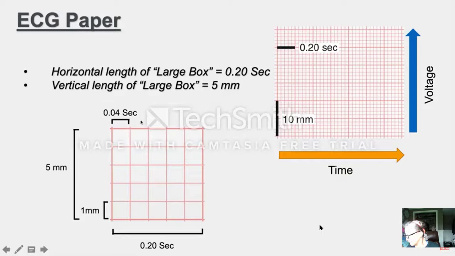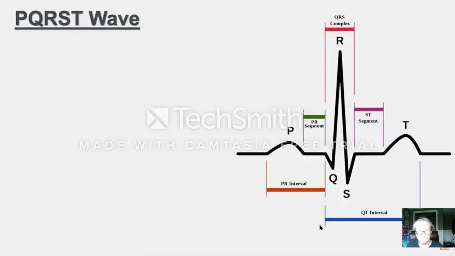But it's also important to recognize that the horizontal axis denotes time and that each of these boxes represents 0.04 seconds of time, because we're going to use this a lot as well to calculate and make sure that, say, the PR interval is not prolonged, those types of things. So it's important to use when we're looking at intervals. We're going to talk a bit more about that later. We're next going to move on to the PQRST wave. So if you haven't already, commit this to memory.